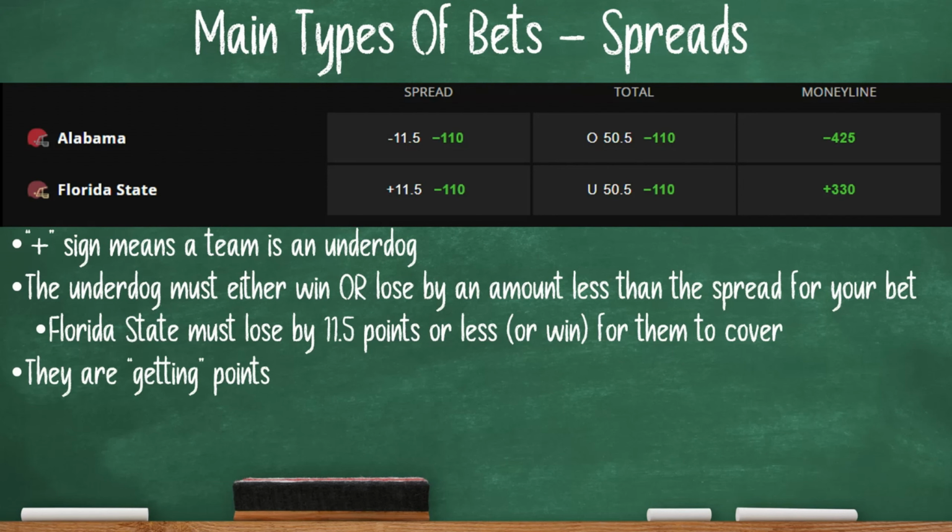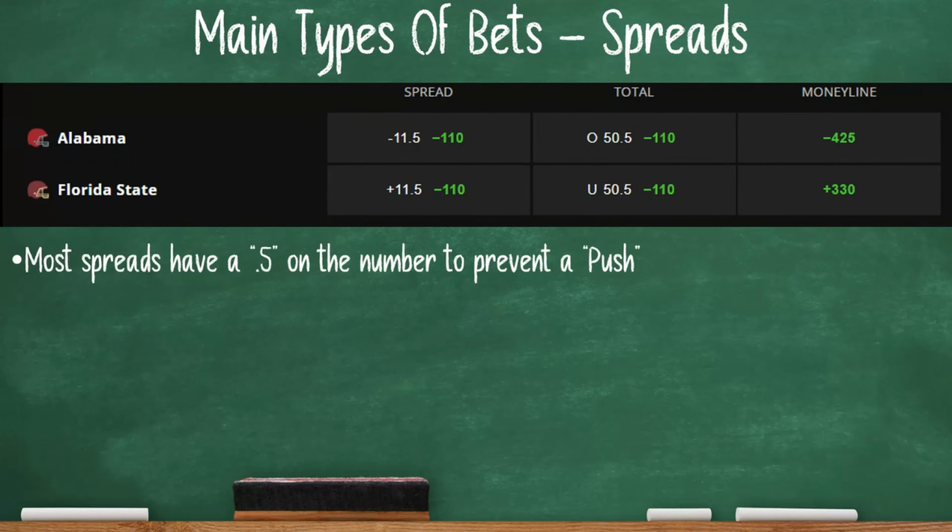And this is called getting points because, again, you are adding points to whatever your score is, and that new total has to be higher than what Alabama's total is in this scenario for them to cover. So we talk about the 0.5. Why is that there? So most spreads have a 0.5 on the end of the number to prevent what's called a push. And a push is just a tie for your bet.